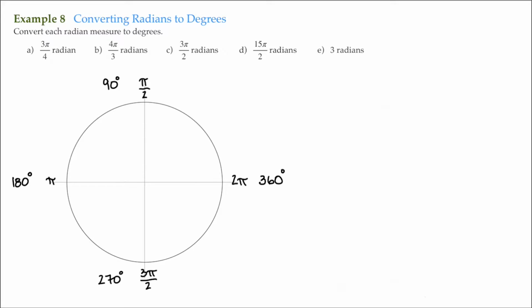Now this example is similar to the previous example, except rather than convert each degree to radian measure, we're now going to be converting each radian measure to degrees. A couple of things. Remember that a degree is an angle measure, and a radian is a length.